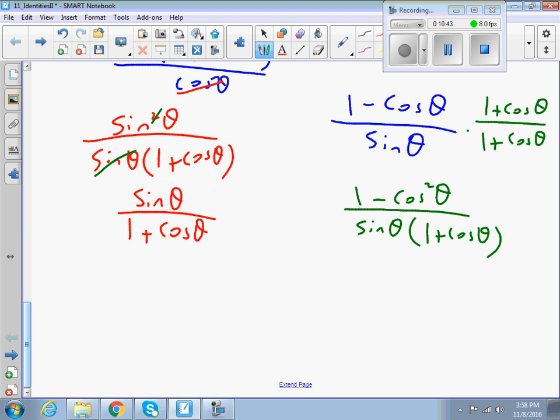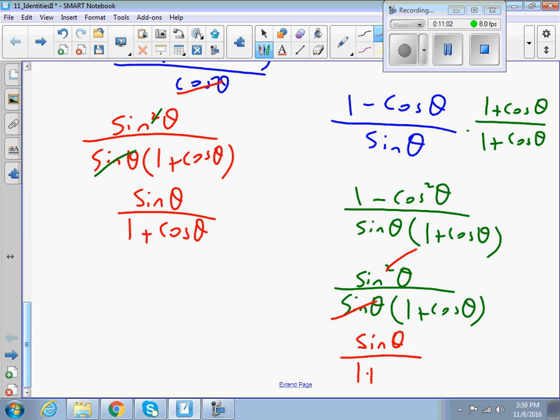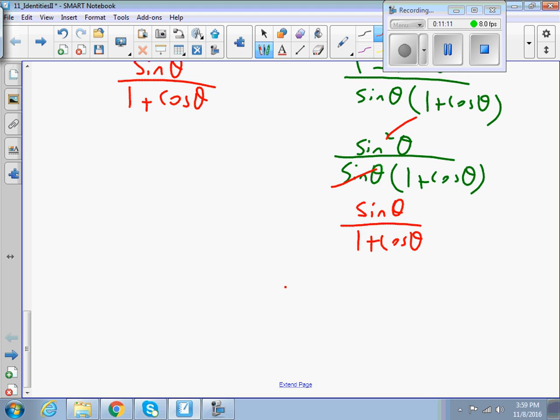Now 1 minus cos squared theta, what's that? Exactly, that's sine squared theta. So that will be sine squared theta over sine theta times 1 plus cos theta, which then the sine theta cancels out the square, and I'm left with sine theta over 1 plus cos theta. And look at that, just like magic, my left side is equal to the right side. So left side equals right side, QED.